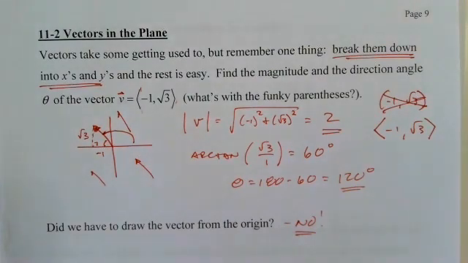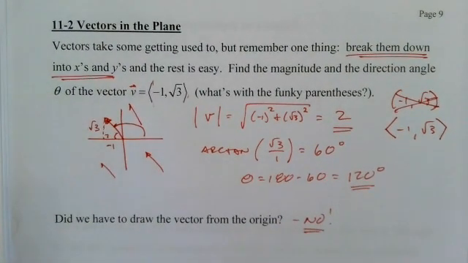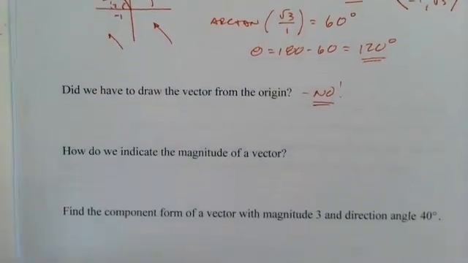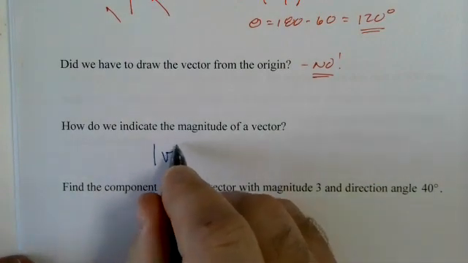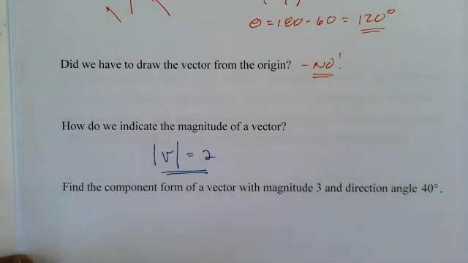Nothing too horrible. How often do we have to do this in AP? Almost never. But it's good to be aware of what we're talking about with vectors. Put them in the coordinate plane, play with them from there. So how do we indicate the magnitude of a vector? I just showed it. It's the absolute value notation. Might have units in here, be aware of that.